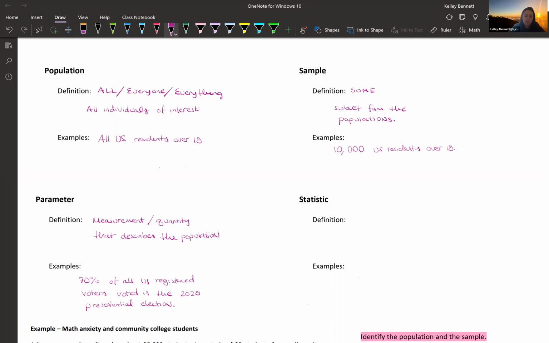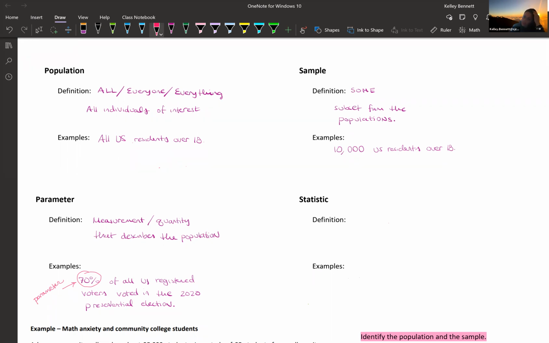70% of all US registered voters actually voted in the 2020 presidential election. And so in this instance, 70% is the parameter, right? And so it is the number or quantity or measurement that describes the population. My population in this case is all US registered voters.